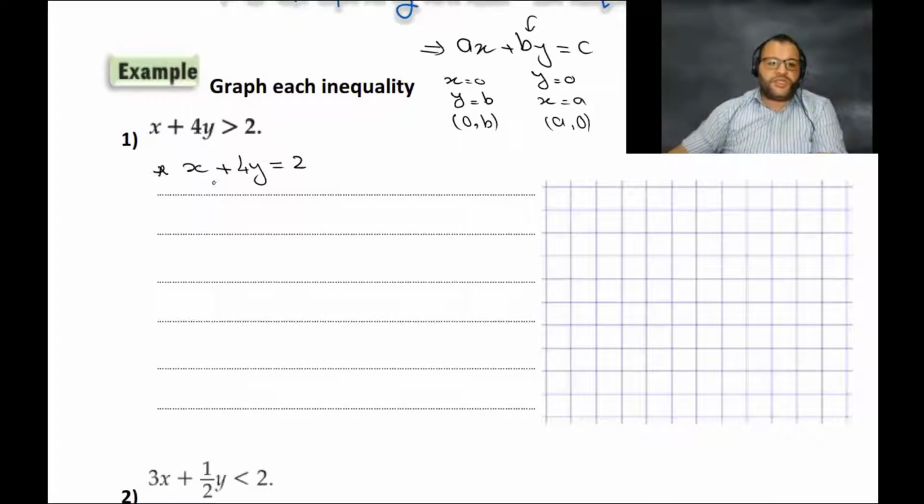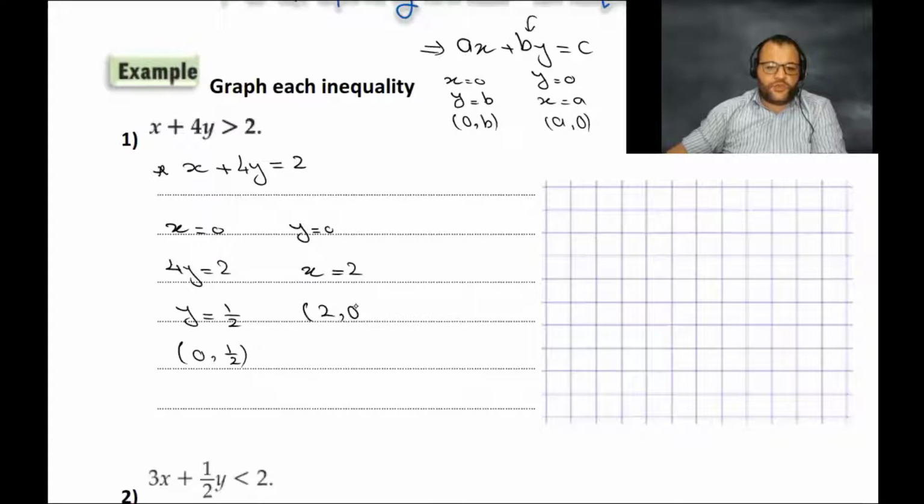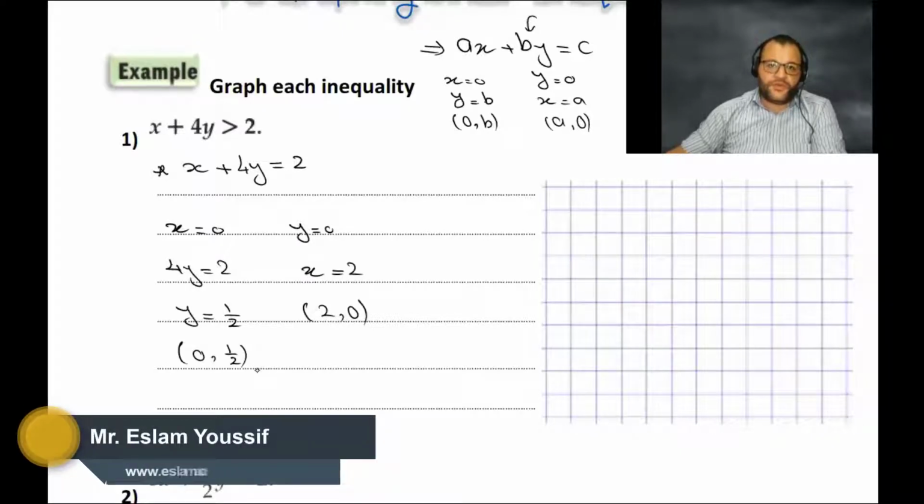Then, this equation is written in standard form, so we will let x equal 0 and let y equal 0. After that, we need to find the y-intercept. If x equals 0, the remaining will be 4y equals 2. From that, we can say that y equals 1 over 2. So the ordered pair now will be (0, 1/2). That is the first one. For the second one, if y equals 0, it means x equals 2. So the ordered pair that we have is (2, 0). Any problem for this one?